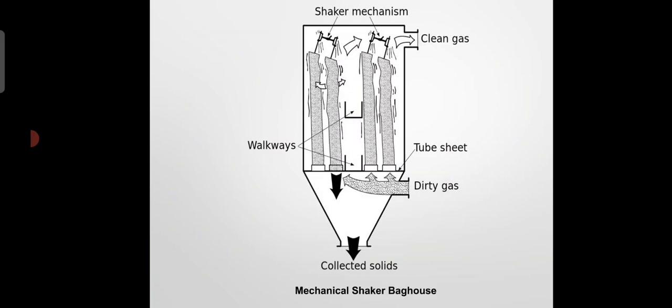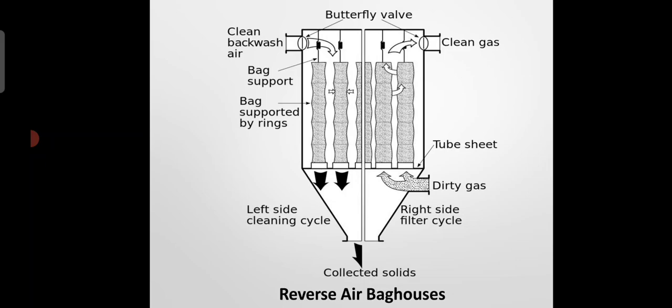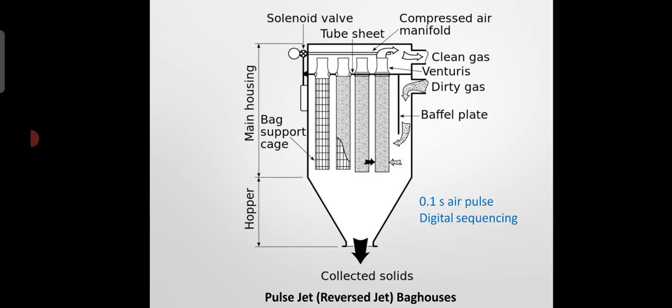So these are some pictures of the shaker mechanism. We can see the bottom portion is fixed and the top portion of the bag house is shaken so that a vibration is created and all the dust cakes can be loosened and collected at the bottom. So this is a reverse air bag house where clean air is used gently for cleaning the bags. And this is a pulse jet bag house.